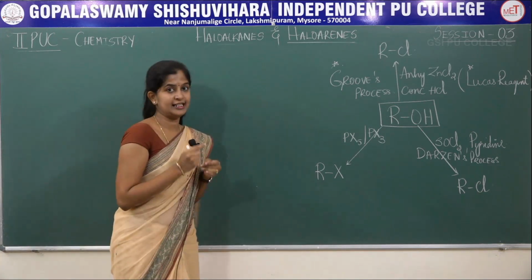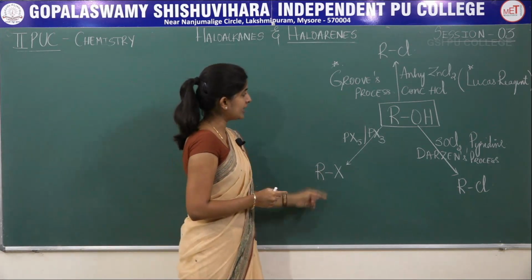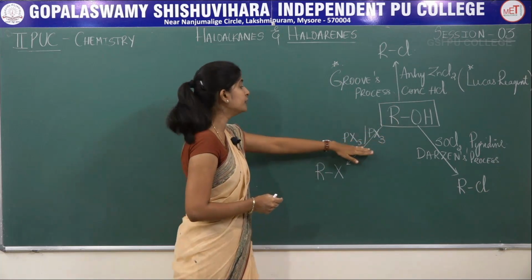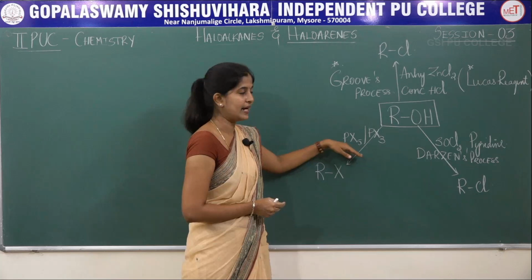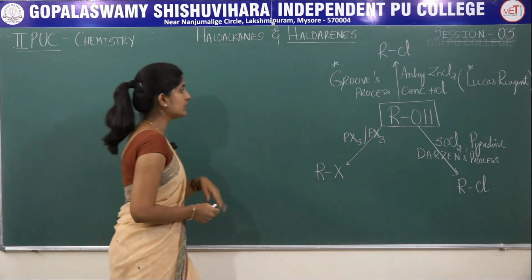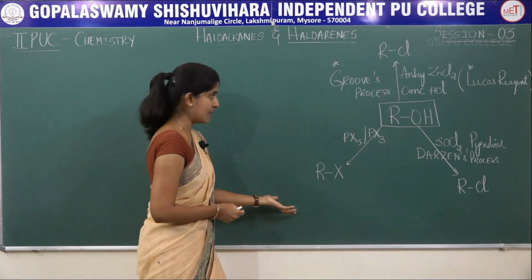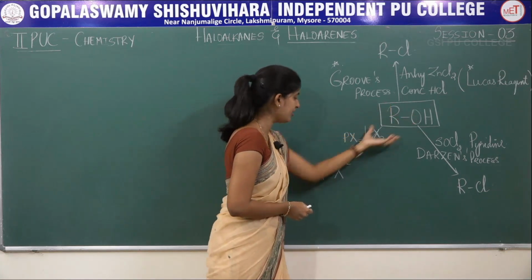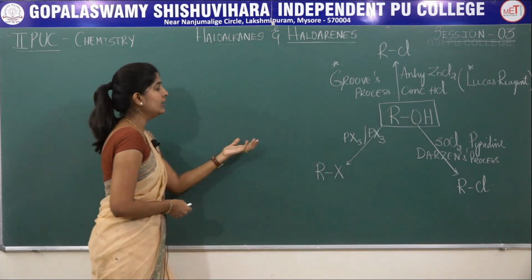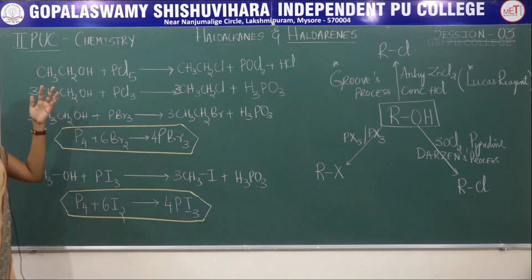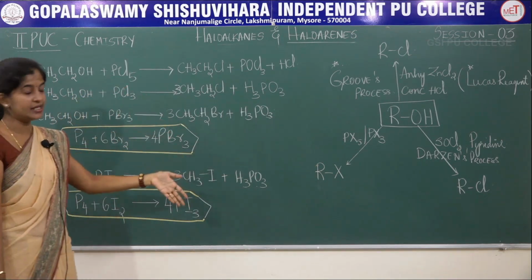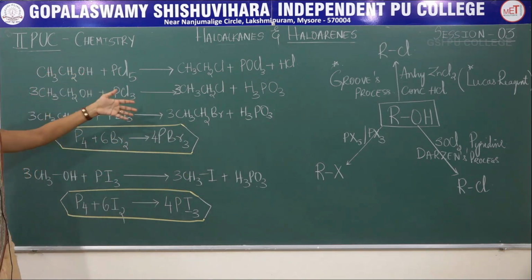So the third and last method wherein you prepare haloalkanes from your alcohols is through phosphorus halides. Either it is pentahalides or trihalides. Let us directly take examples for this reaction because I have already written the general reaction here. So I will take examples and explain. This is the third method wherein you can use phosphorus pentahalides or phosphorus trihalides to prepare your respective haloalkane.